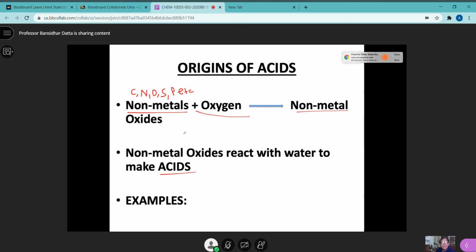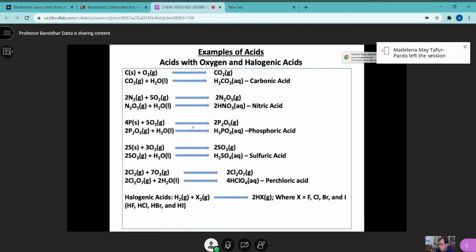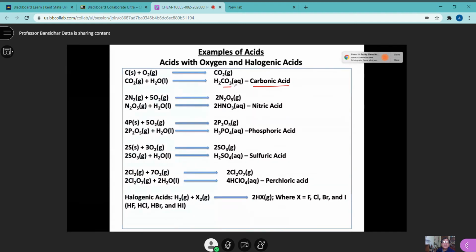I'll give you plenty of examples. Next slide is examples. It's okay? All right. So carbon plus oxygen make carbon dioxide. It's not balanced, I'm just writing the compounds alone. So carbon dioxide gas, G for gas, plus H2O, L for liquid, make H2CO3, carbonic acid. Remember the carbonic acid, right? And that's a carbonate right there, CO3. We'll come back to that one very soon.